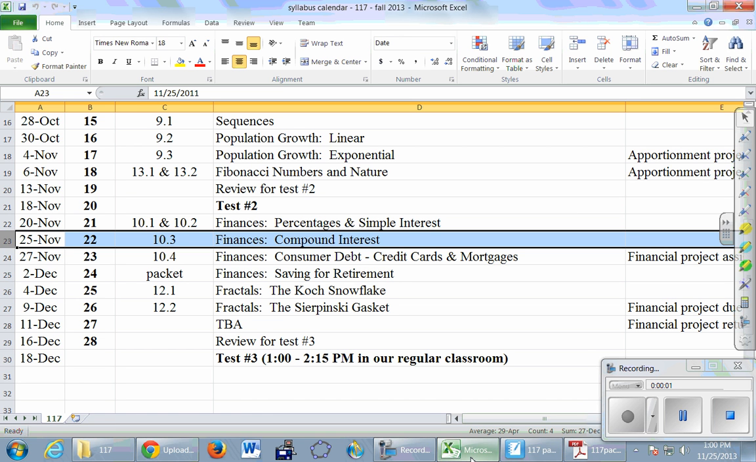Okay, a quick look at the calendar. We are on our second class in terms of the financial math. Last time we introduced percentages and then simple interest. Today we'll talk about something more realistic than simple interest. That's called compound interest, where you get interest on previously earned interest.